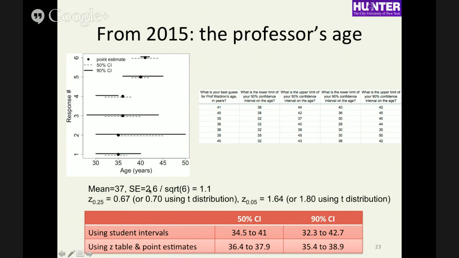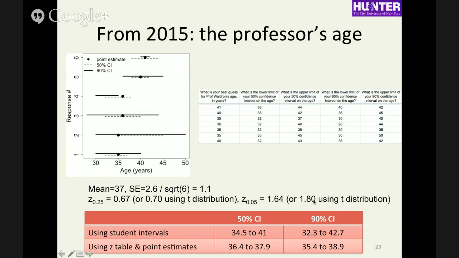We can calculate a standard error. This is the standard deviation divided by the square root of n, which is 6, and that's 1.1. Using this 0.67 is not strictly correct. You should be using a t distribution here, but we haven't learned it yet, so I just did it using z. It turns out that for n equals 6, it'll be pretty different. I'll do it the other way next class, and you can see how different it is.